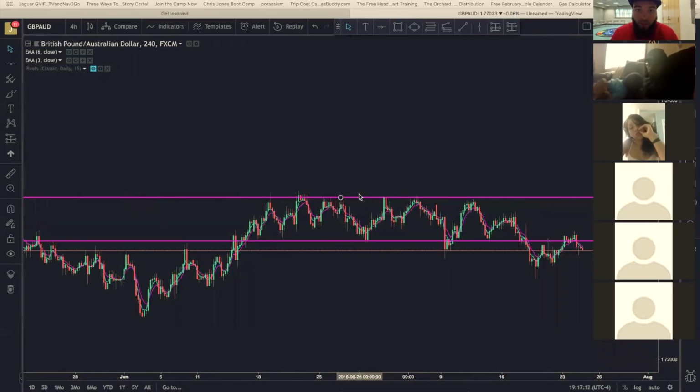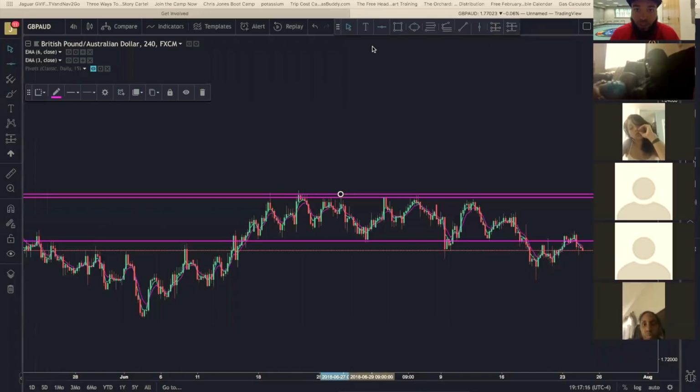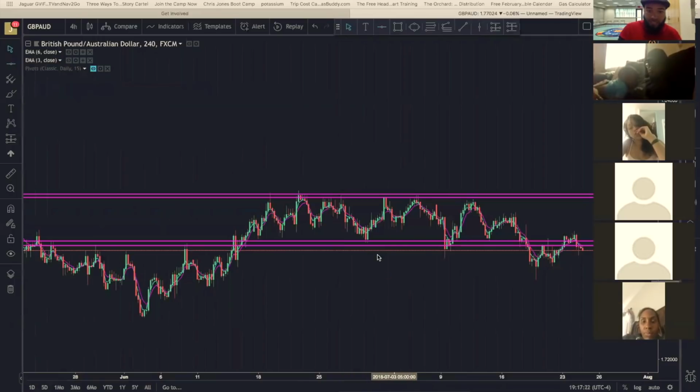No. So if you're going to do that, then you want to do something like this. One there, and you got one there. So now you got your support for the consolidation. And if price breaks up from the top, you got your resistance for the consolidation. But just from here to here is not your zone. This is your zone, and this is your zone.